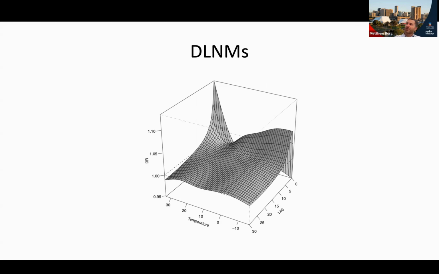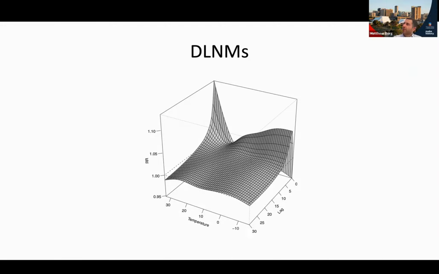This is a 3D representation of DLNMs to show what it looks like. They essentially model the health outcome, measured as relative risk in this case, against both a temperature exposure-response relationship, or temperature-health relationship, as well as a lag-response relationship. Using the three together, you get a 3D model that shows the temperature effects and the lag effects. For example, at a set temperature value, there's a lag response and it changes over time.